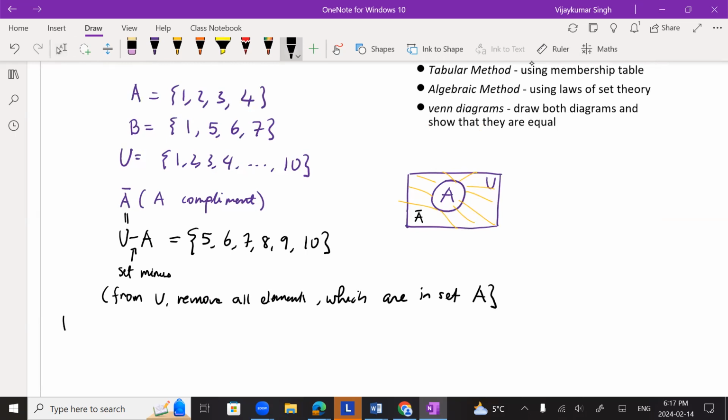By the way, what is U complement? Anyone? Empty, right? And what is the empty set's complement? U, right?